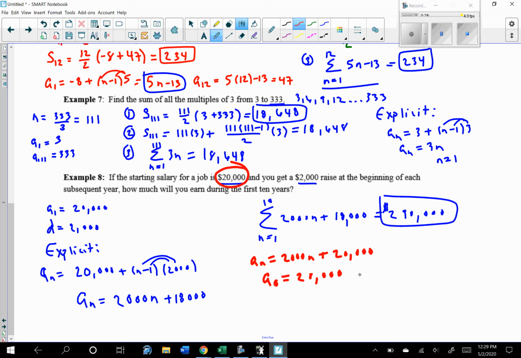So just be careful, because I've seen students do that in the past, which is fine. If you do that, though, your sum would be from n equals 0 to 9, because we're starting with a 0 term instead of a first term, which is fine. And then you would use this formula here. So 2,000 n plus 20,000. And that would also give you this value here. And that is it for arithmetic series.